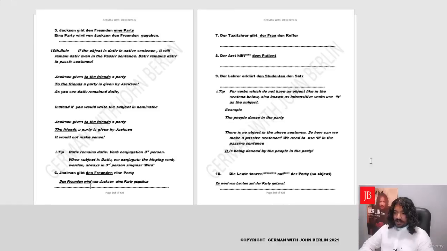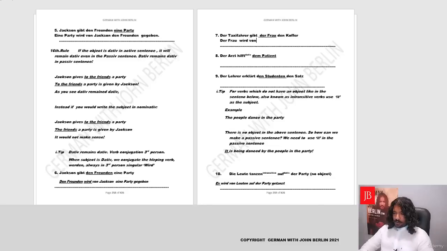Fantastic. Now moving forward, once again, we'll find a combination. The taxi driver gives to the lady the suitcase. So basically the underlying word is to the lady. To the lady, if you understand, is dative. So if it's dative, the rule we learned is dative remains dative. As you can see here, it's written easily: dative remains dative in passive sentence. So we'll let der Frau be der Frau because it means to the lady. Now the verb is werden. As per the rule, when you conjugate in third person, it will be der Frau wird.